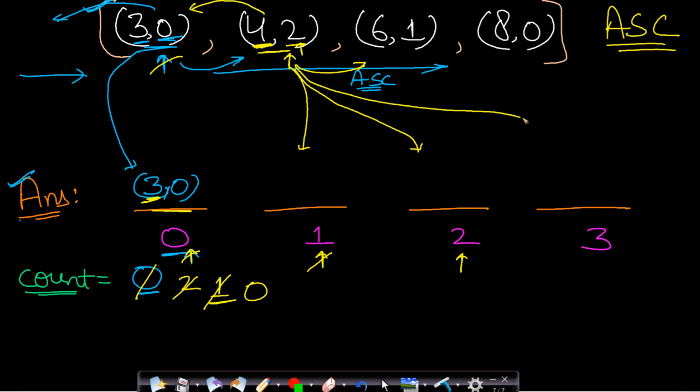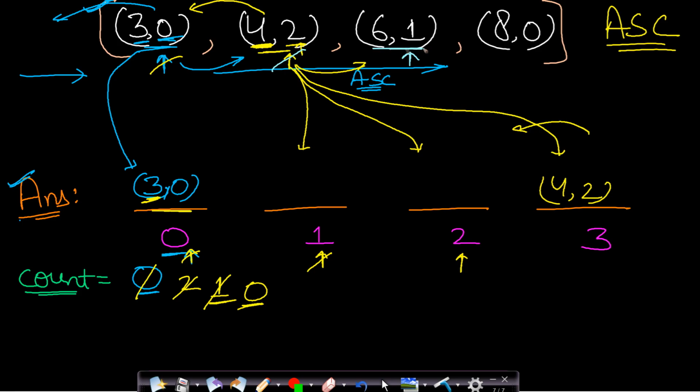Now we move on to this position 3. Now can we place this 4, 2 at this index 3? So we can see that the count value is 0. This means that we are at the correct position of placing it. So it is empty and count value is 0. So we will have to place it here. So 4, 2 will go here. Okay. So now we will move on to the third index.